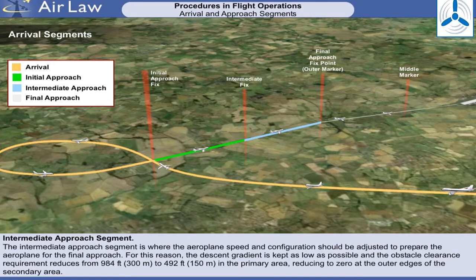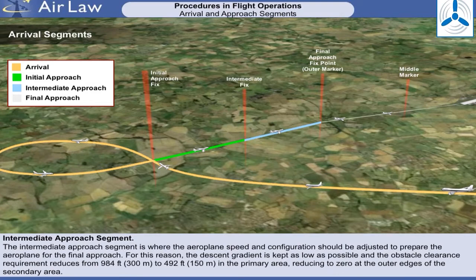The intermediate approach segment is where the aeroplane's speed and configuration should be adjusted to prepare the aeroplane for the final approach. For this reason, the descent gradient is kept as low as possible, and the obstacle clearance requirement reduces from 984 feet to 492 feet in the primary area, reducing to 0 at the outer edges of the secondary area. The aeroplane is then flown with increasing accuracy to the FAF along the intermediate approach track.